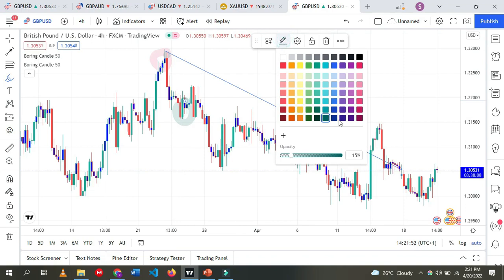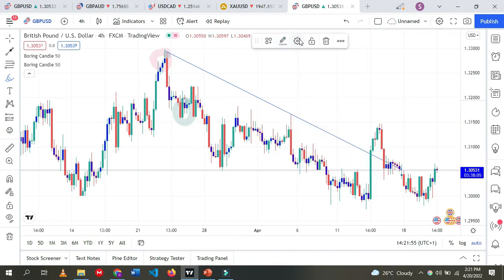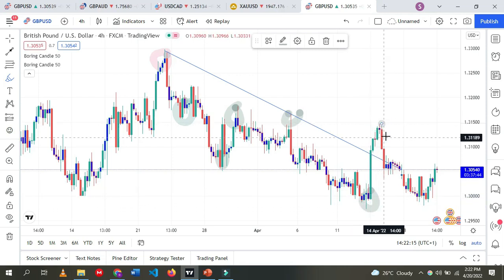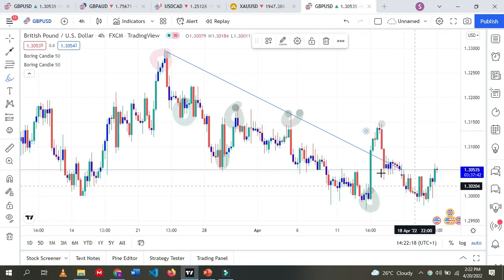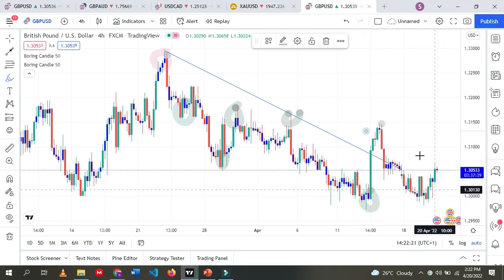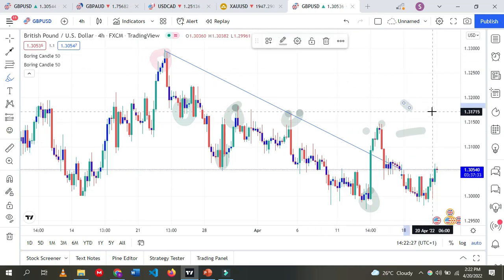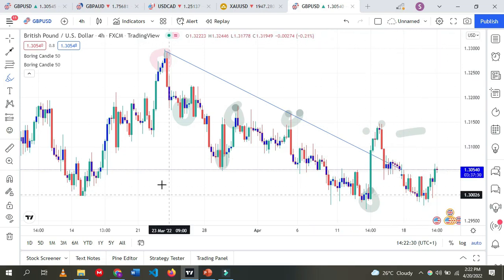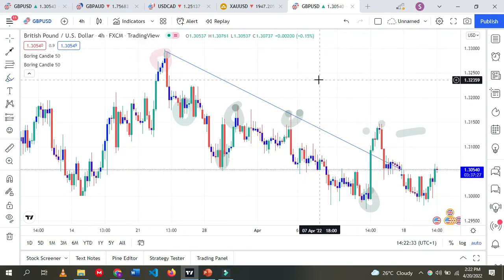Let me change the color. Make it deeper. Now it formed another lower high here. Then another lower low here. Another lower high here. Another lower low here. Lower high here. Though I shouldn't do it to this level because there may be a change in the market's direction. But let's look at an example of an uptrend.